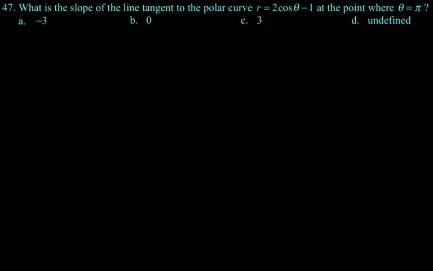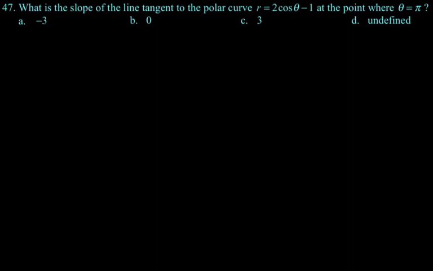All right, question 47. What is the slope of the line tangent to the polar curve r equals 2 cosine theta minus 1 at the point where theta equals pi? So I think there are 2 ways to do this. If you know how to graph this, pi is a very standout value for this particular curve, which means you can probably find the slope just by looking at the graph. If you don't, you can use polar slope. So I'm going to do it both ways and probably regret that.